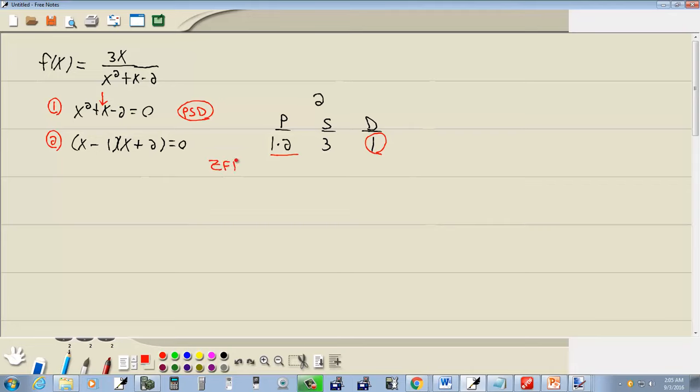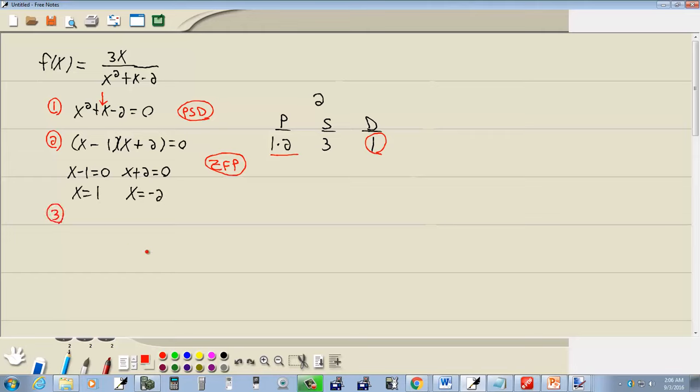Now we're going to use the zero factor property to solve this. That says if you get 0 on one side and you factor the other side, you set each factor equal to 0. So I'll set x minus 1 equal to 0, and I'll set x plus 2 equal to 0. And solving those, I get x equals 1, and x is equal to negative 2.